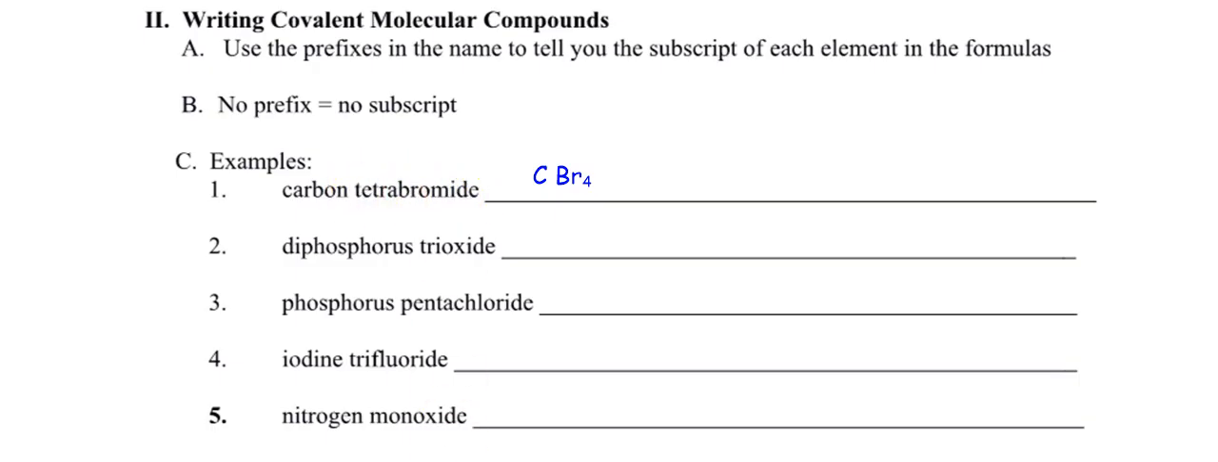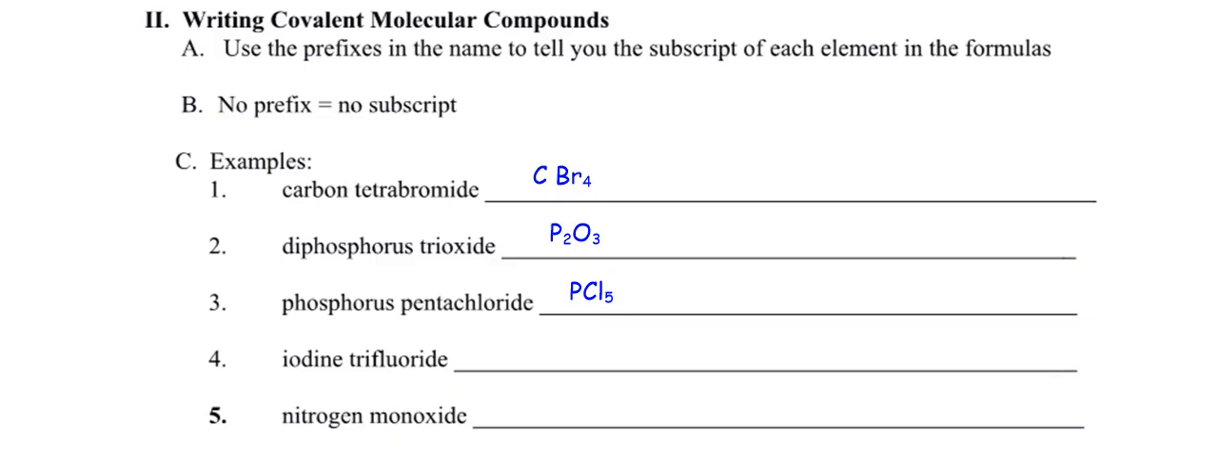So what about the next one, diphosphorus trioxide? What do you think it is? Go ahead and write it down, see if you're right. All right, this is what I got, P2O3. That was pretty easy, wasn't it? How about the next one? Go ahead and do that one. Well, I got PCl5. Great.